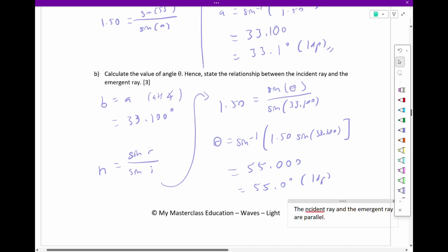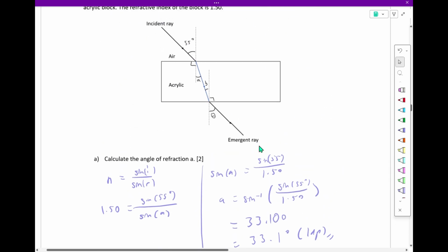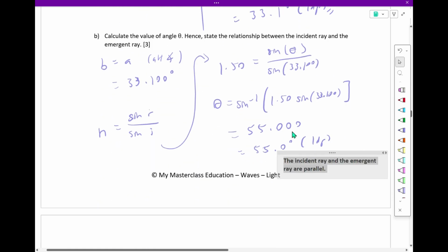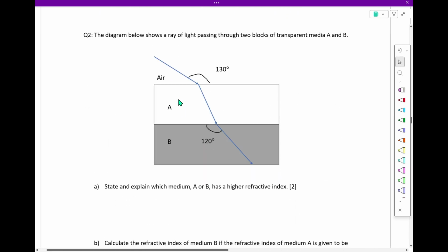That's why you can actually state that they are the same angle. Because if you think about it, these are vertically opposite angles, because the normals are all straight up vertically, right? And basically if these two are parallel, you will get a vertically opposite angle where the angles are exactly the same. Now next one, for question 2 itself, state and explain which one is higher refractive index.